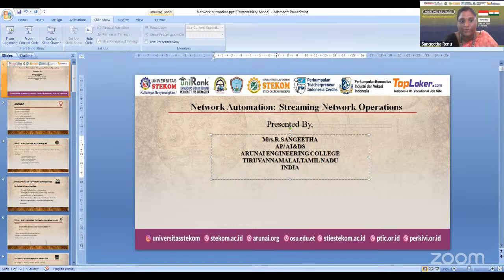Evolution of network operations, understanding streaming network operations, core technologies and architectures, telemetry and data collection methods, key benefits and uses in real-time networks, popular tools and platforms, AI/ML in streaming network automation, case studies of real-world implementations, future trends and innovations, live demo and architecture diagram.